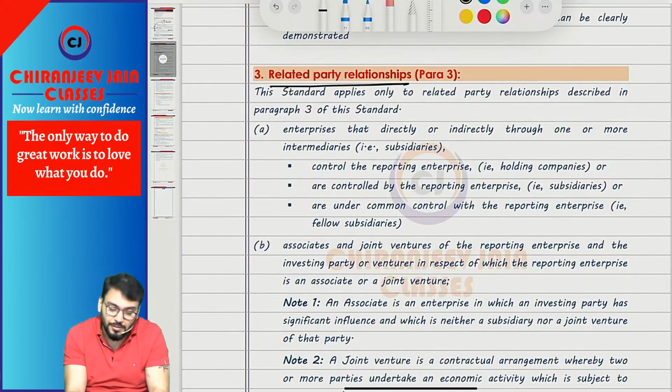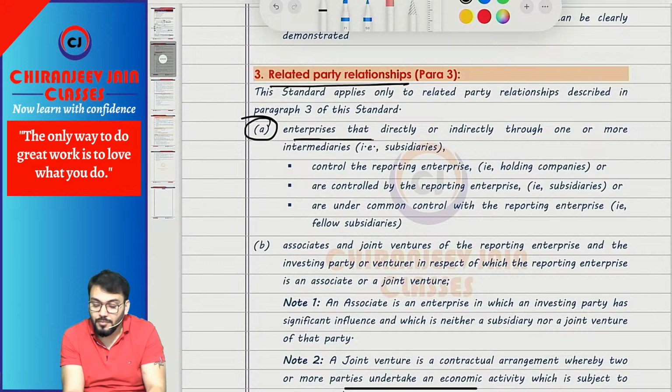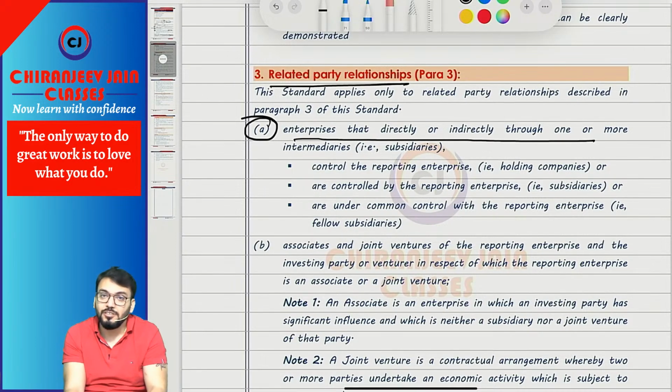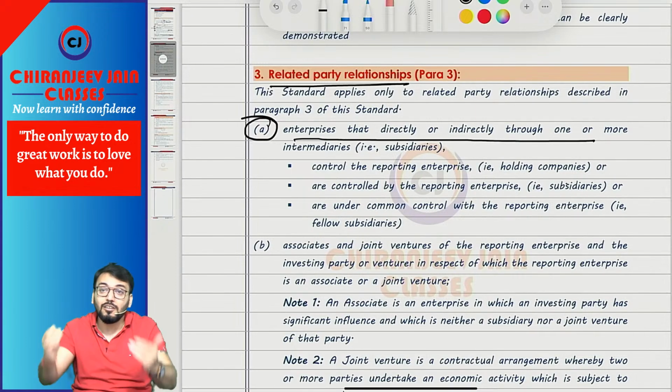The first relationship is an enterprise that directly or indirectly through one or more subsidiaries controls the reporting entity. Controls the reporting entity means parent company. Are controlled by the reporting entity means subsidiary company. Or under the common control means fellow subsidiary.